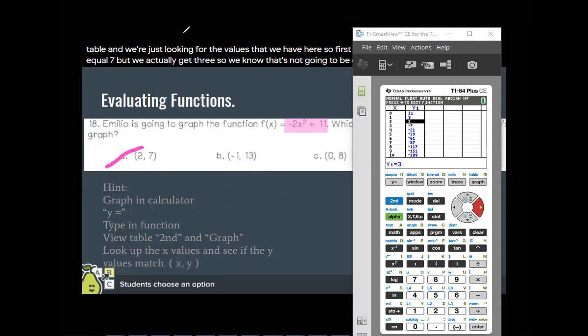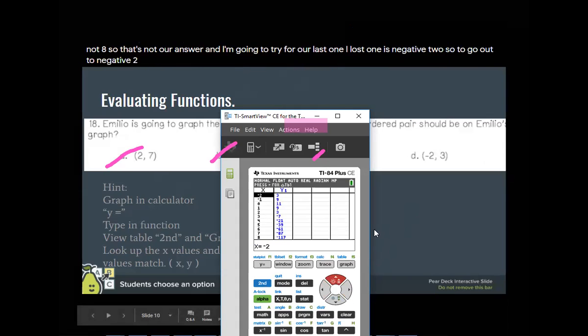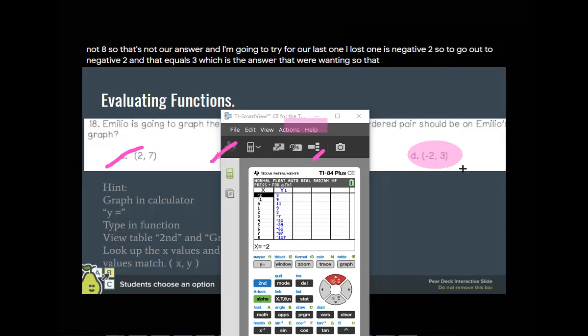Then we have negative 1 and 13. So we're going to go up to negative 1. And 9 is not 13. So that's not our answer. Then we're looking for 0 and 8. So 0 is 11, which is not 8. So that's not our answer. And we're going to try for our last one. Our last one is negative 2. So we're going to go up to negative 2, and it equals 3, which is the answer that we're wanting. So that would be our answer. So that's how you would do something when it gives you ordered pairs and wants to know if it's something on a function.